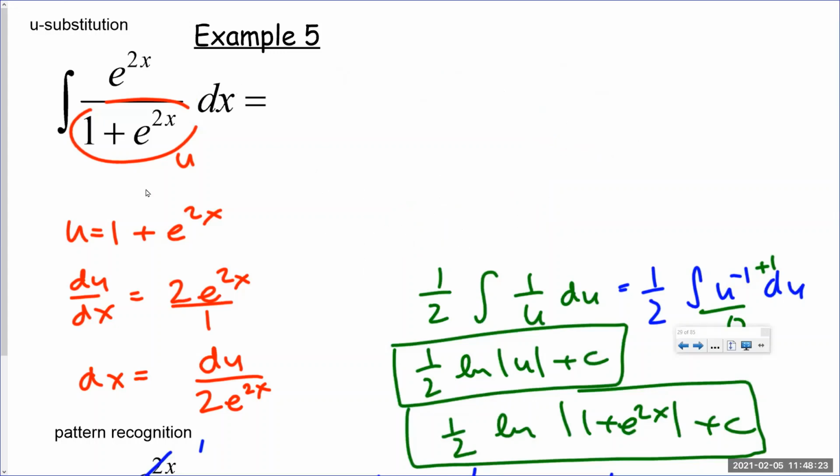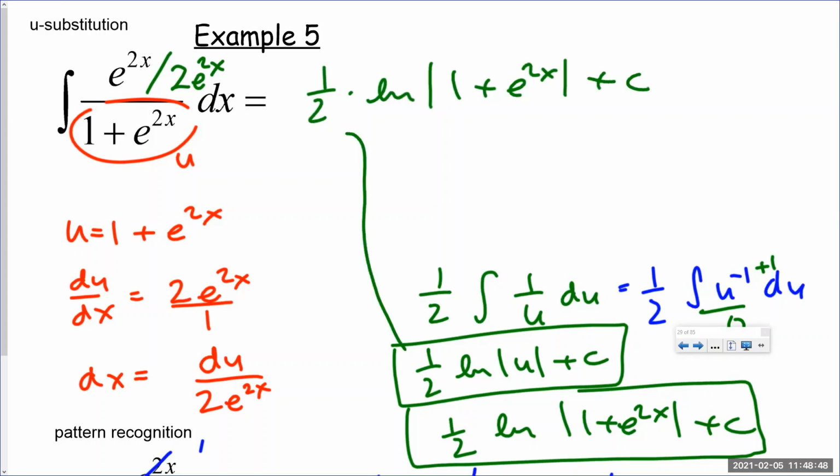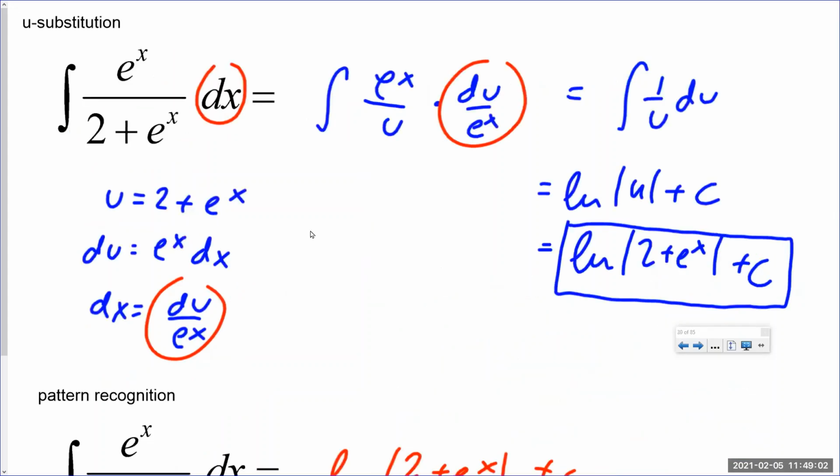I can take the derivative of the whole bottom. What's the derivative of 1? 0. What's the derivative of e to the 2x? 2e to the 2x. Do my x's cancel out? What number do they cancel out to? 1/2 times the ln of the whole bottom plus c. Did I get the same answer? Yes, very nice. So FYI, if you realize that you took the derivative of the entire bottom, you can do the ln shortcut.